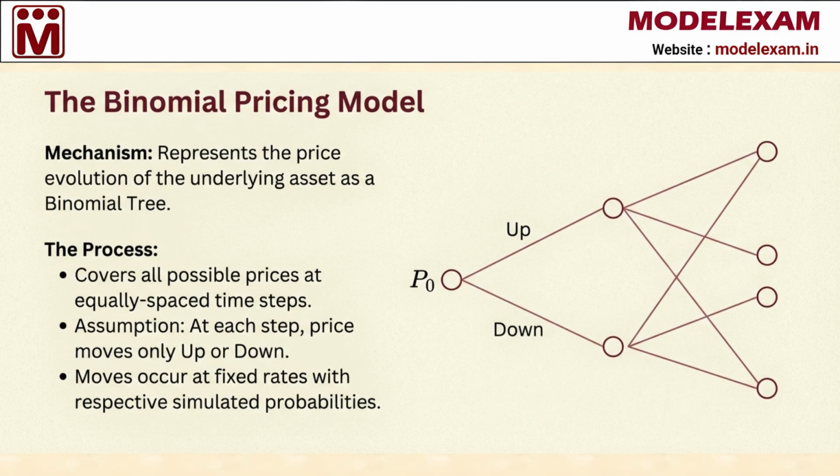It describes how the price of a stock or asset changes over time by using something called a binomial tree. Imagine a path that splits into two at every step. We look at equally spaced steps in time and assume that at each point, the price can only move in two ways. It can either go up or it can go down. These moves happen at set rates and use calculated probabilities to show every possible price the asset could reach.